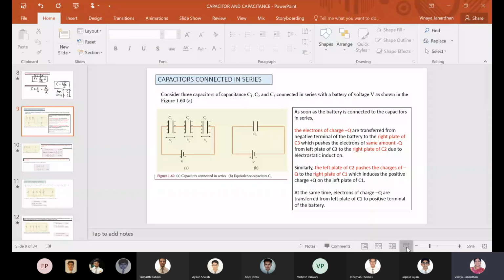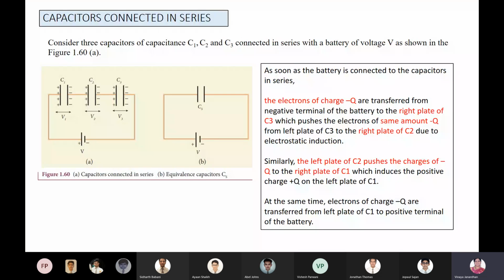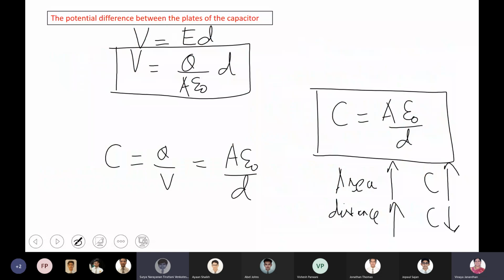Right, boys. Capacitors connected in series. We didn't finish the other one. Parallel we didn't do yet. But what happens when a dielectric medium is going to be placed? That I'll do after the theory part. Now we'll go for capacitors connected in series and in parallel.